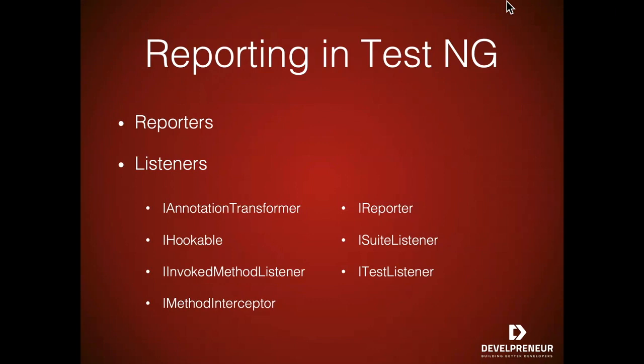Next, we have IReporter. The IReporter interface only has one method, which is generateReport, that takes two parameters. It takes a list of ISuite and a string for an output directory where you would want to store your report. This method will be invoked by TestNG when all suites have been run, and you can inspect its parameters to access all the information on the run that was just completed.